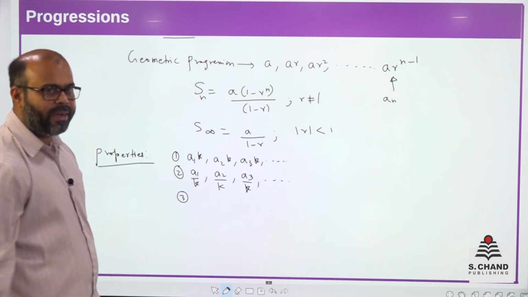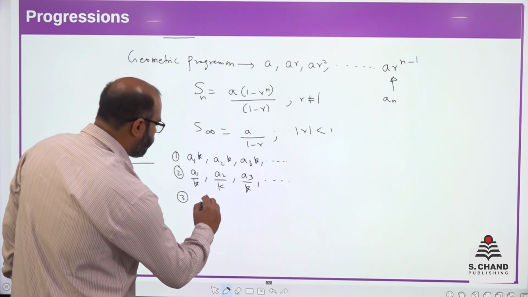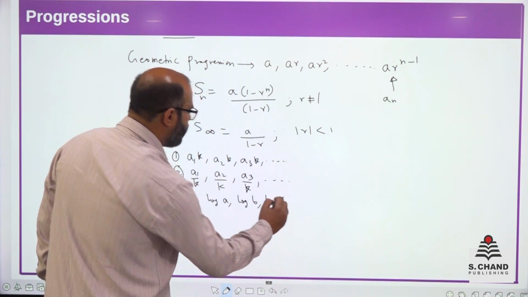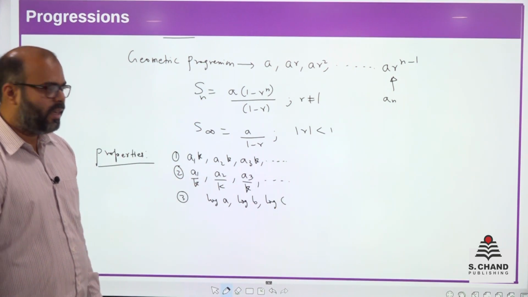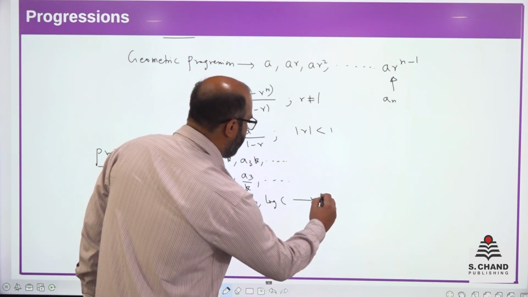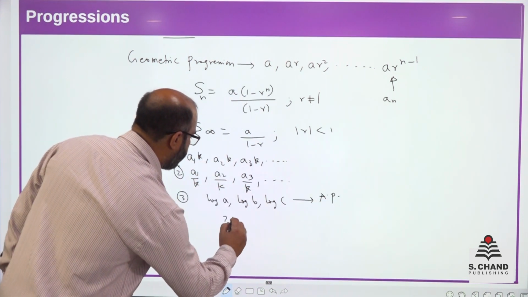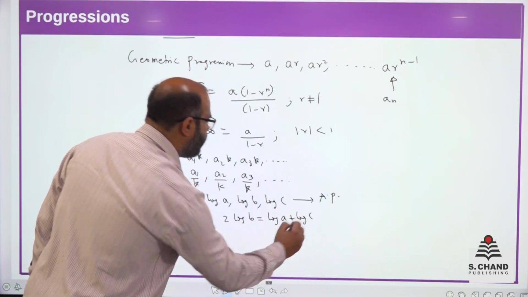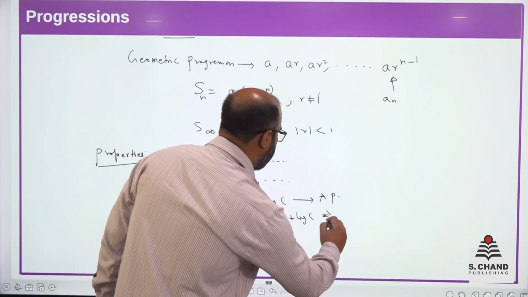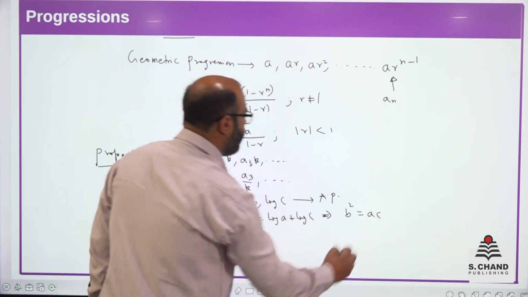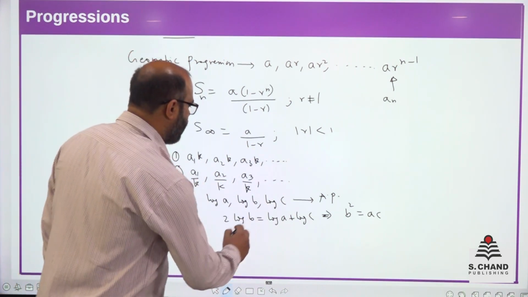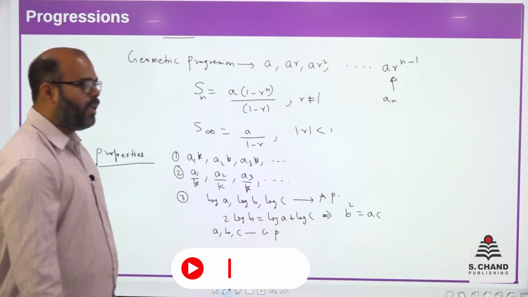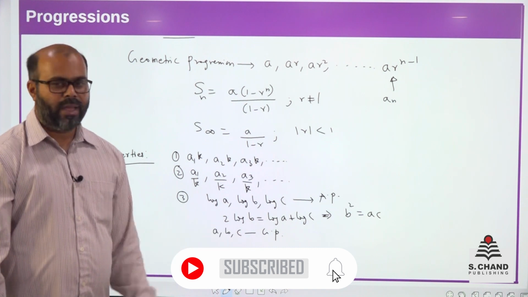Now, third property is that if you take log A, log B, log C, let us suppose, and you say that these are in AP. So, if these are in AP, what does it mean? It simply means that 2 times log B is equal to log A plus log C. This is the condition for AP, which implies that B square is equal to AC by the property of log. So, you can say that A, B, C are in GP. So, this is a very important property. If log A, log B, log C are in AP, then A, B, C are in GP.